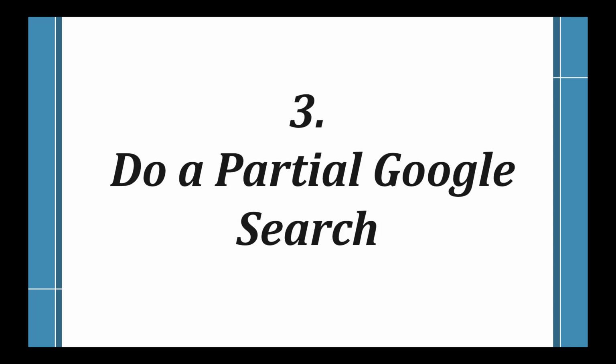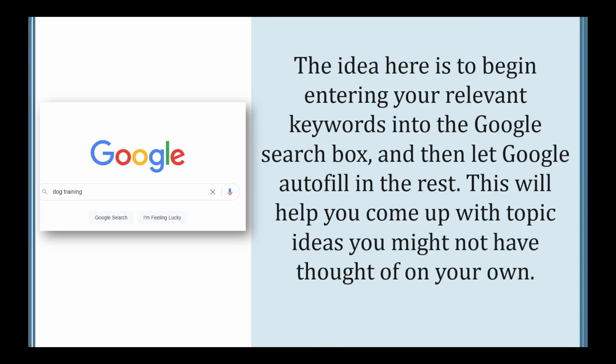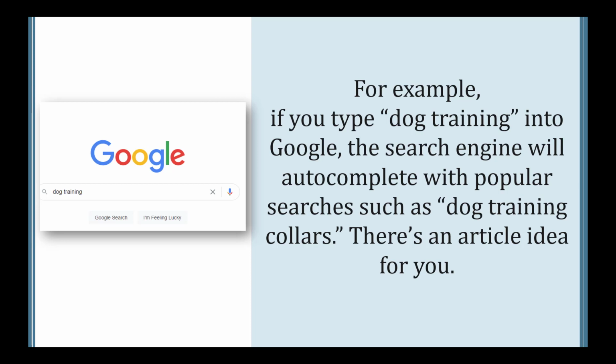Number 3, do a partial Google search. The idea here is to begin entering your relevant keywords into the Google search box and then let Google autofill in the rest. This will help you come up with topic ideas you might not have thought of on your own. For example, if you type dog training into Google, the search engine will autocomplete with popular searches such as dog training collars. Now there's an article idea for you.